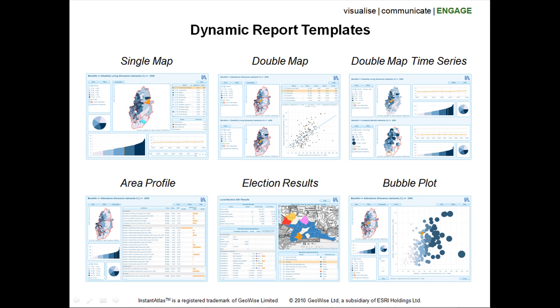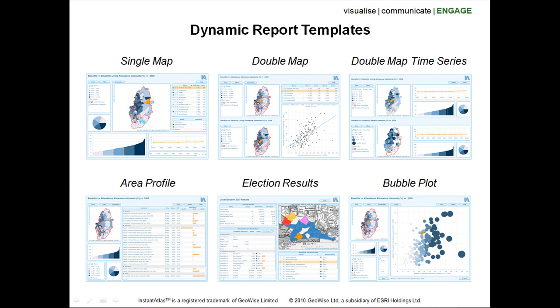The double map time series template also has 2 maps, but you can show different geographies in each of the maps. In this example here, you see that the first map has polygon data in it, and the second map has point data in it. You have for each map a bar chart, a time series chart, and a pie chart, also a data table that is hidden behind a button in this example. It's basically like 2 single maps in one report and allows you to have a side-by-side comparison.